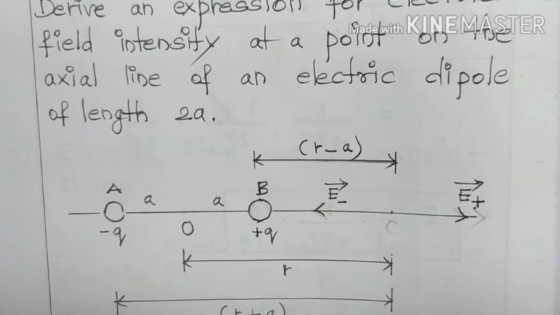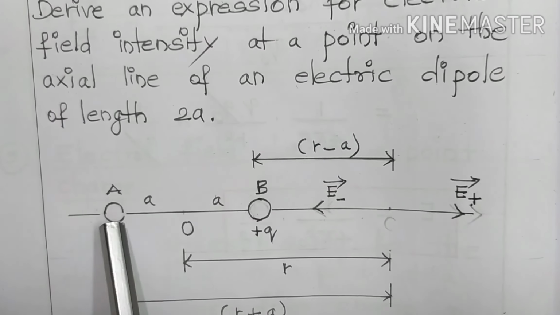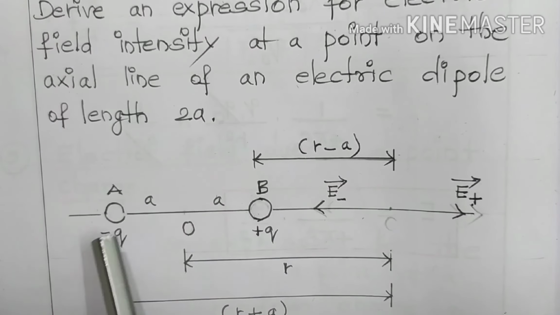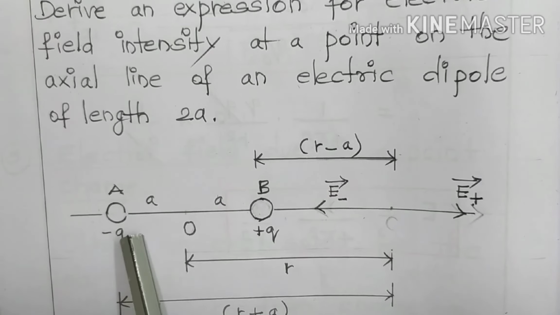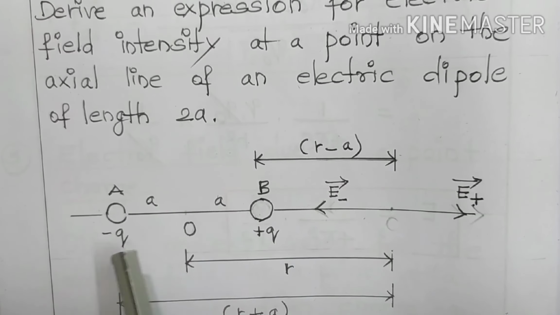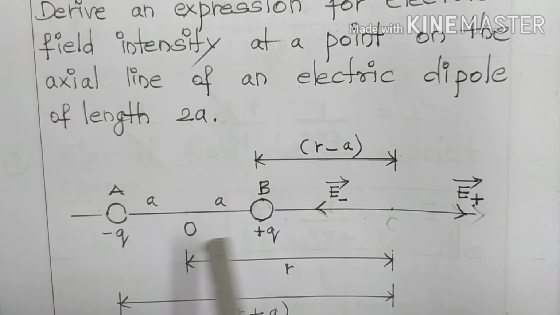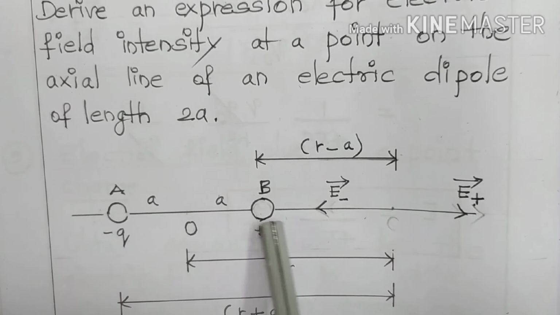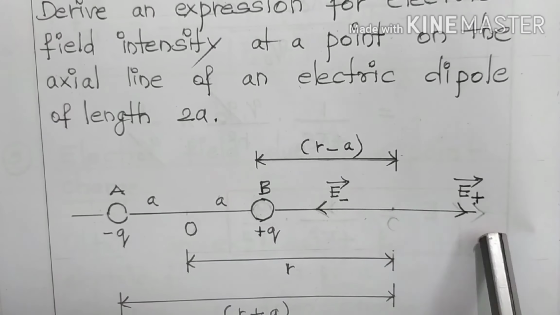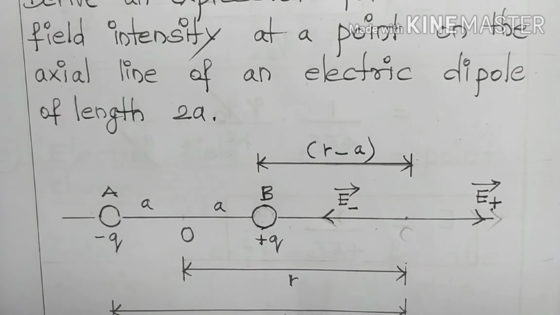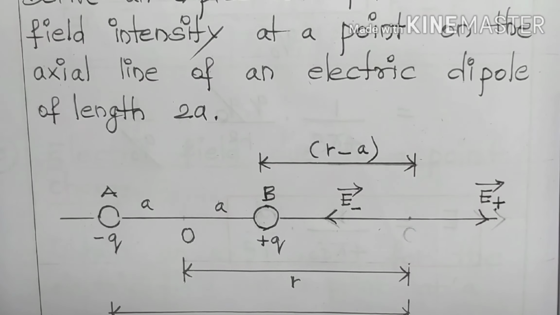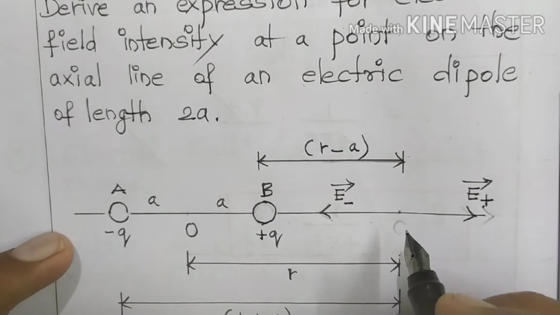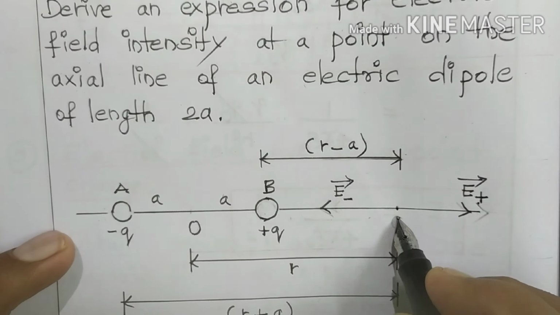Have a close look at the diagram. AB is the dipole. Here the length of the dipole is 2a, but from A to O it is a and O to B it is a. Now this is the axial line of this dipole. On the axial line of the dipole we have taken a point C. This is the point C.